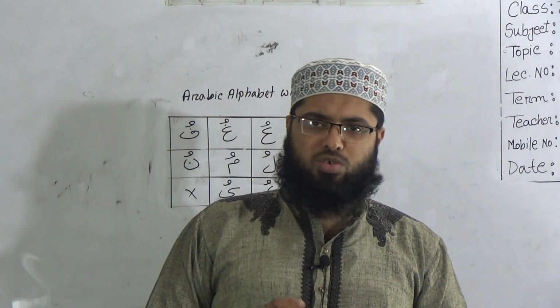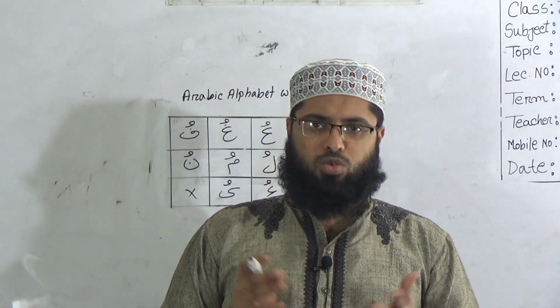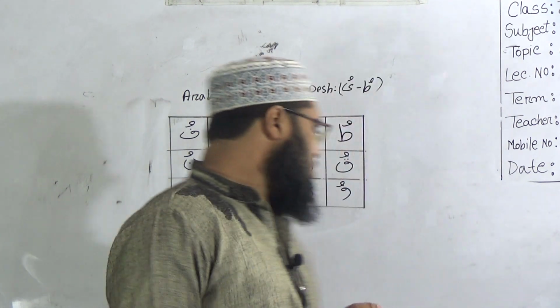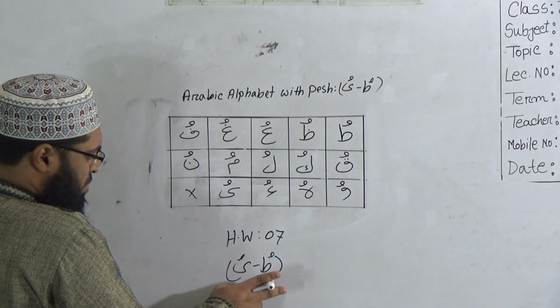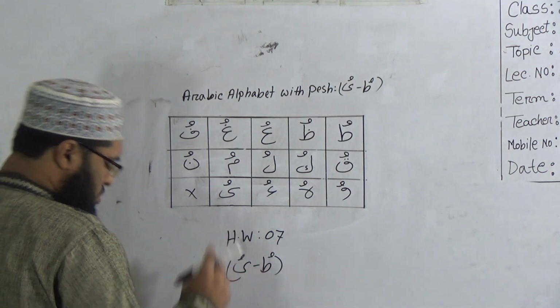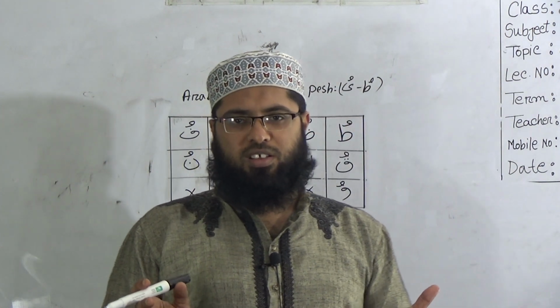Alhamdulillah, my dear students, today we have learned Arabic alphabet with Pesh from Ta to Ya. And you will make SW at your home as SW number 7 from Ta Pesh to Ya Pesh U. My dear students, that's all for today.